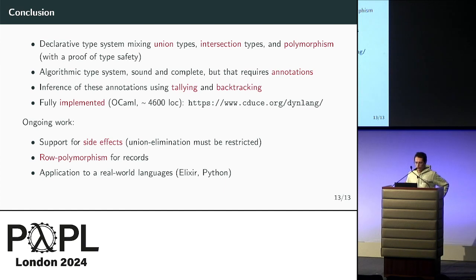And to finish, I want to highlight some ongoing work. We are working on supporting side effects because in this work, we assume that our language is pure, because if the language is not pure, the use of union elimination must be restricted in order to be sound. Also, we want to add polymorphism for records, to type records, because records can be used to encode objects, so it is useful, and we want to type them precisely. And lastly, we are working on applying it to real-world languages, such as Elixir or Python.